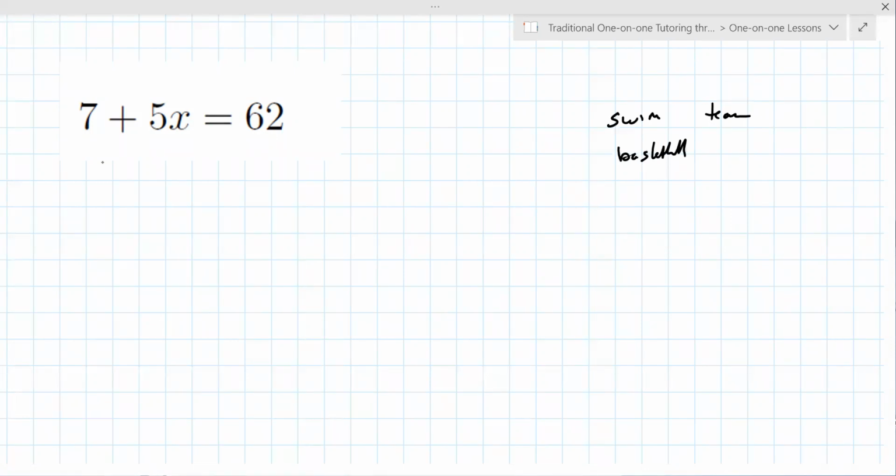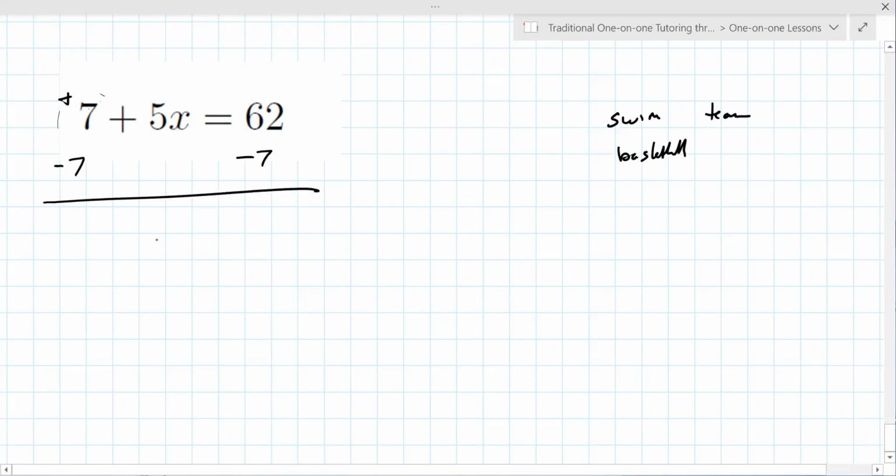The rules say you must undo addition or subtraction first. So when you see this, you've got to say, oh, I need to undo 7 first. So how do you undo 7? Subtract 7 from both sides. So 5x equals 55.